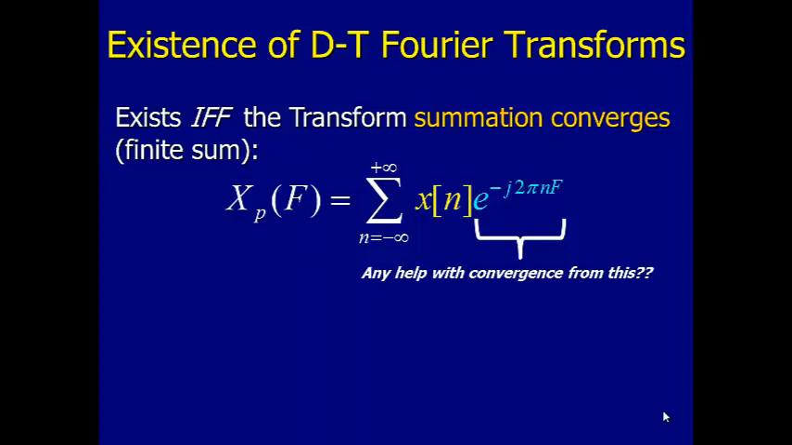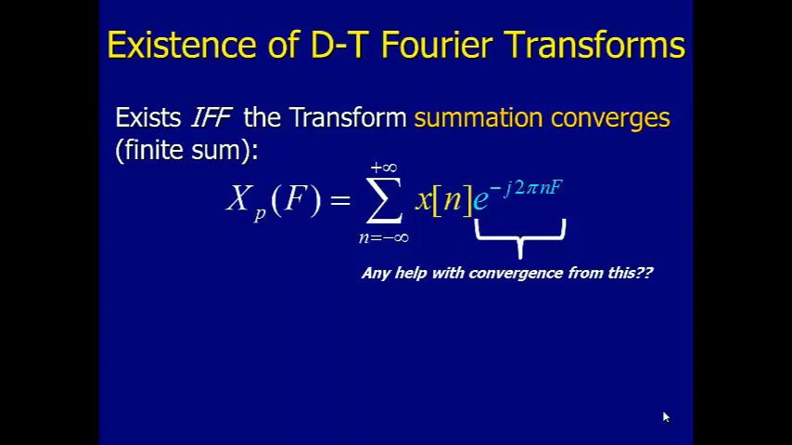How do I know it's useless? How big is e to the minus j 2 pi n f, where n is an integer and f is a continuous valued function? How big is that? Is it less than 1? If it was less than 1, that would be great. Then it would help me converge.